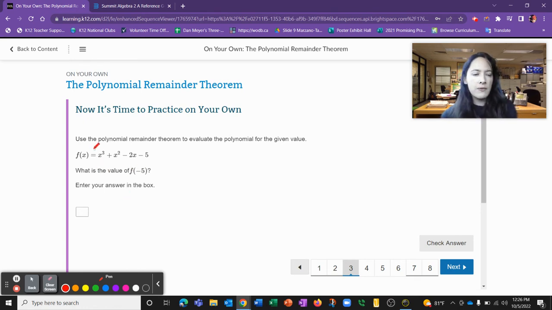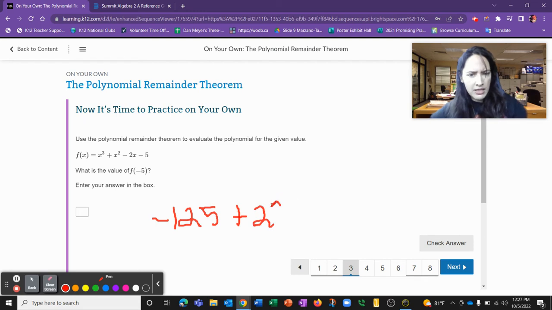So f of negative 5 means we're going to have negative 5 cubed, so negative 5 times negative 5 is positive 25. Positive 25 times negative 5 should be negative 125. We'll have negative 125 plus positive 25, because negative 5 squared, you've got to use the parentheses. Then you would have negative 2 times negative 5, so you'd have positive 10, and then that final negative 5 is the constant term.